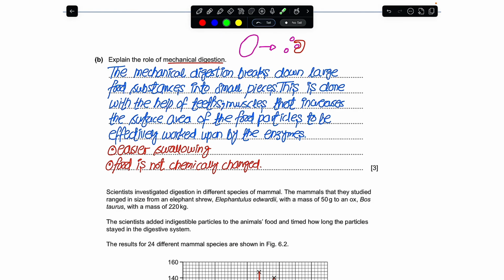As an alternative approach, you could also say that the role of mechanical digestion is that it allows for easier swallowing of the food. And you can also say that in mechanical digestion, the food is not chemically changed, but rather physically changed in terms of a reduction in the size of the particles.